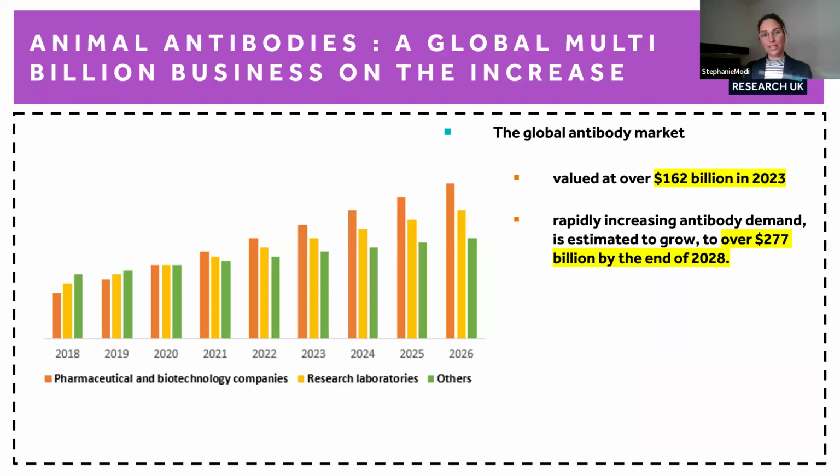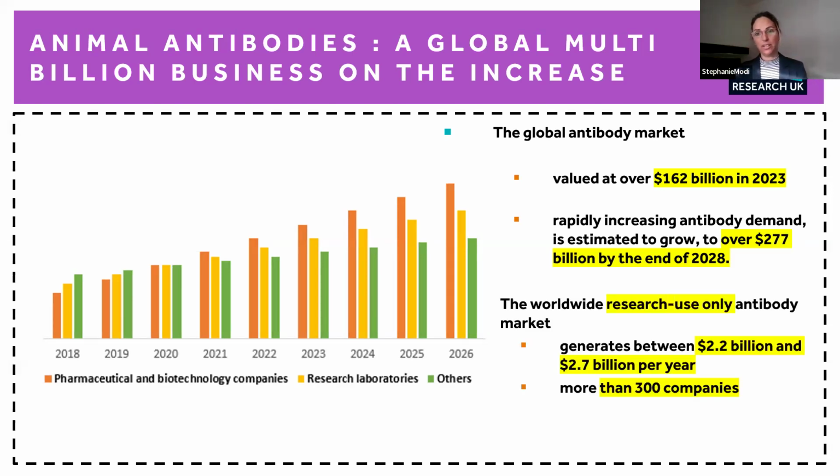which leads on to this slide, which is the antibodies market. The antibody business is a massive business. And just looking at the shape of that graph, you can see that the antibody market is growing rapidly. In 2023, it was valued at $162 billion, and it's rapidly estimated to grow to over $277 billion by the end of 2028. So big business, and it's growing.